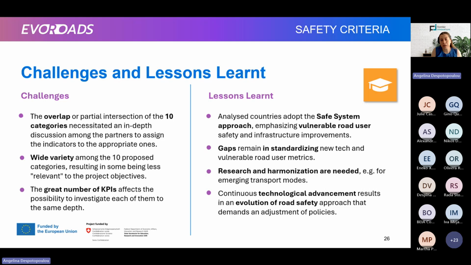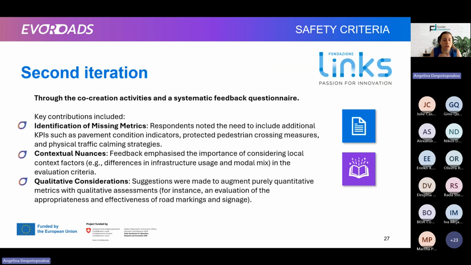This continuous advancement requires, which is not new to you, adjustment of policies, not every time, but at recurring intervals, which poses a challenge in itself because adjustment of policies can take a long time, with legislation and propositions. There was, as I mentioned before, a second iteration where they identified missing metrics.